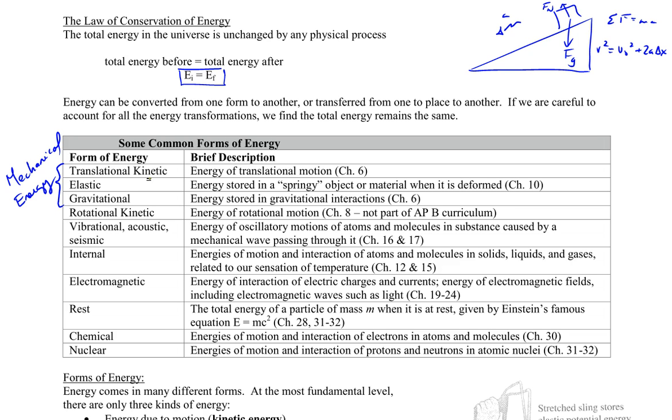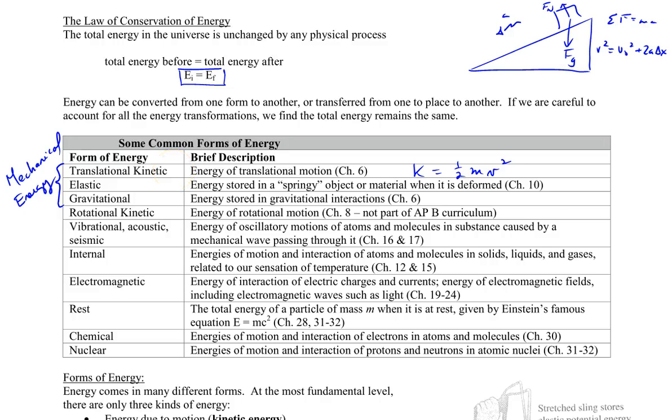So we're going to be looking at kinetic energy. Kinetic energy is energy that is associated with the motion of an object. In fact, you calculate the kinetic energy of an object by just using 1/2 times the mass times the speed squared. So if an object with mass m is moving, then you've got kinetic energy. Now there is a different type of kinetic energy as well called rotational kinetic energy. This is when you have an object that is rotating, spinning. We won't be studying this in this course. It's not part of the AP Physics B curriculum. So we're only going to be looking at translational kinetic energy.